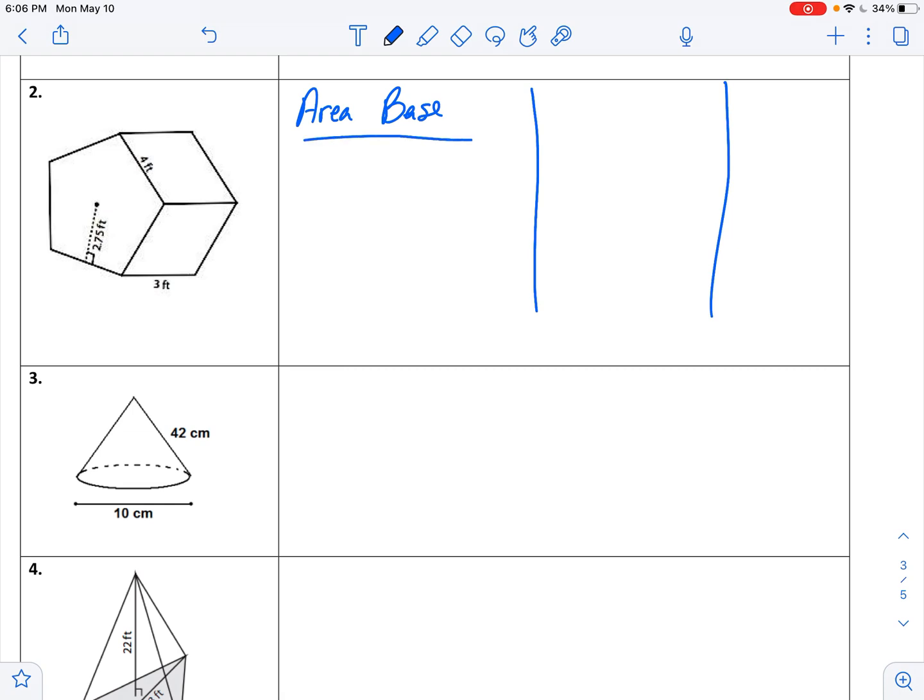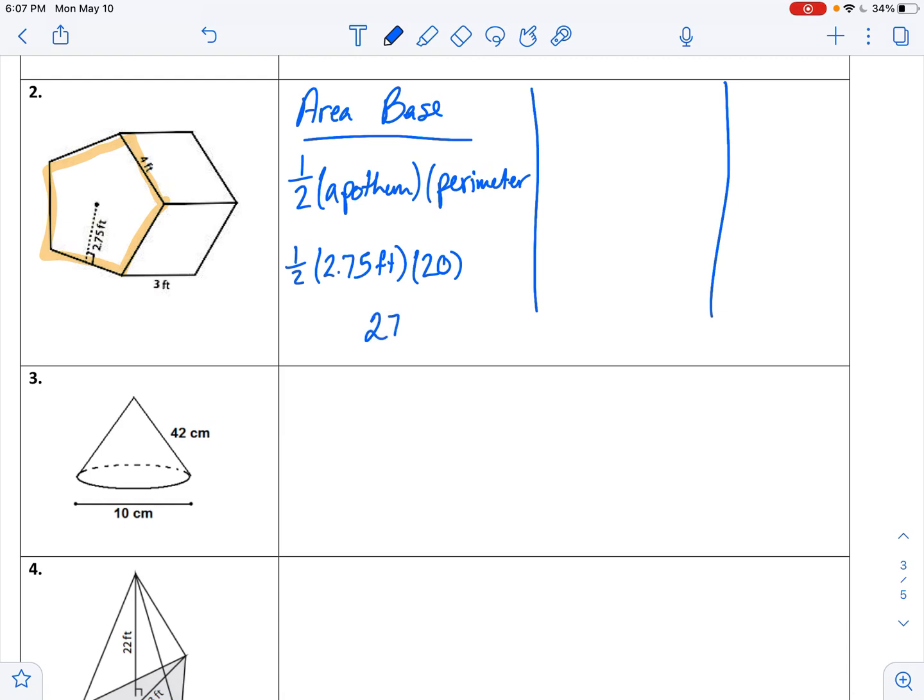So the area of the base, the area of any regular polygon, is 1/2 times the apothem times the perimeter, which would be 1/2. The apothem is given to us as 2.75 feet. And the perimeter, I need to find that. So the side lengths are all 4. So 4 times 5 gets me a perimeter of 20. Which means that when I multiply these together, I'll get 1/2 times 2.75 times 20. Should get me 27.5 square feet.